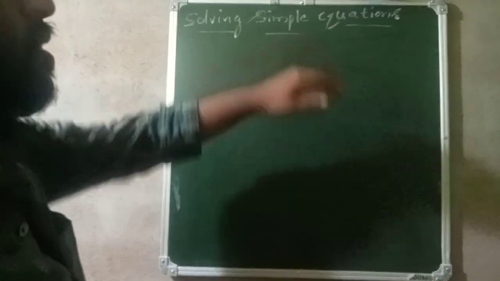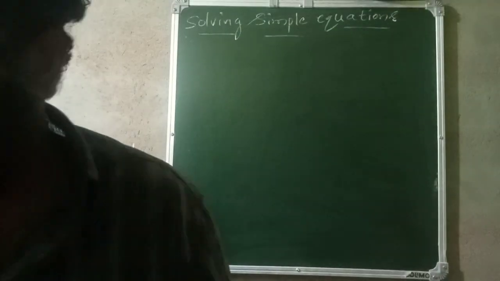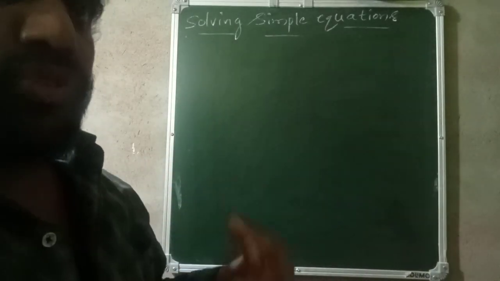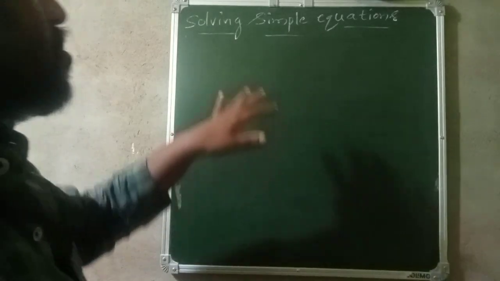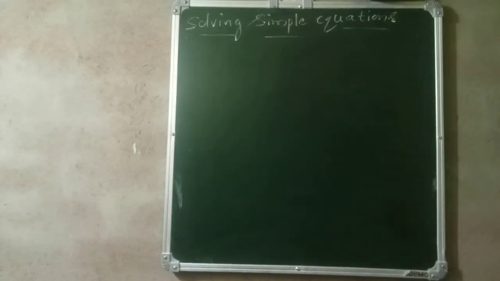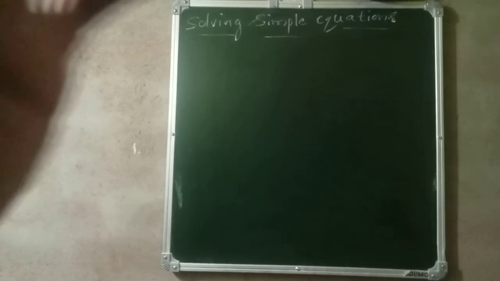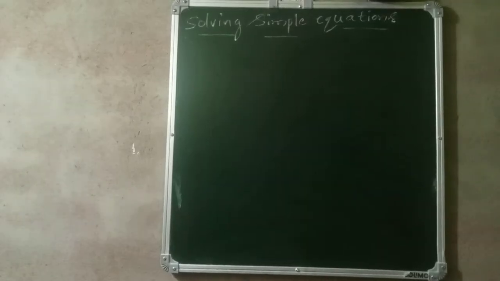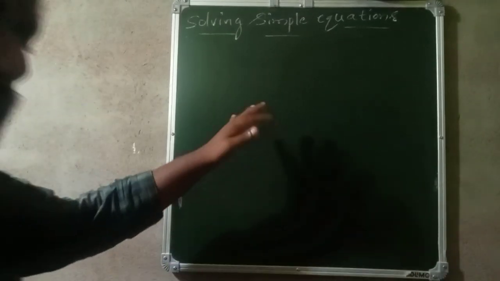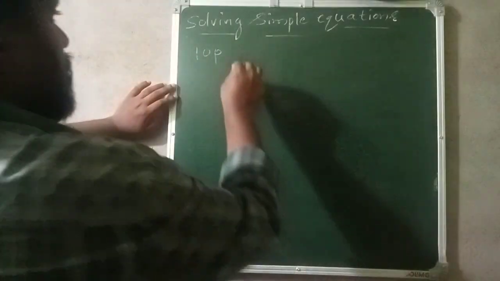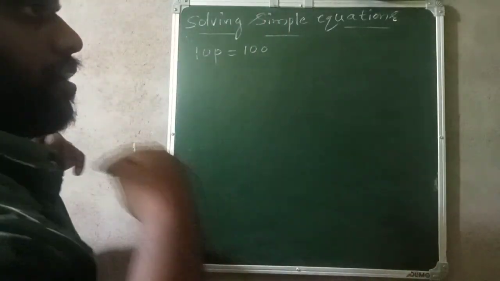Solving simple equations. I will take another example. I think this is the fifth video, part 5 of solving simple equations. The example I am going to take is 10p is equal to 100.